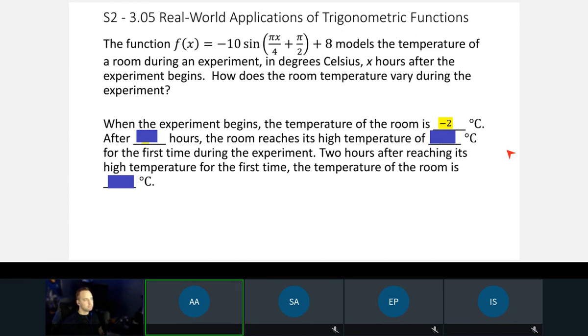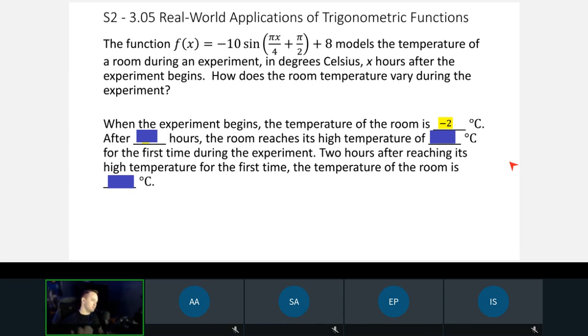Well, first, what do we need to know? How many hours? Because it doesn't tell us up here. Not necessarily. But you can think of an easy way to figure out what the max temperature is going to be in this trig function.